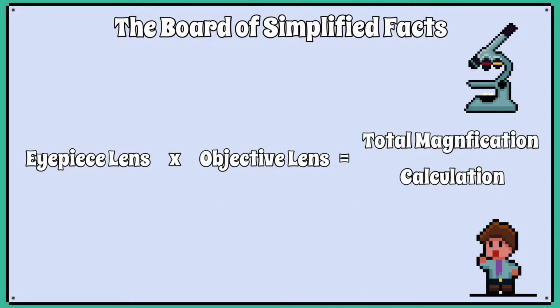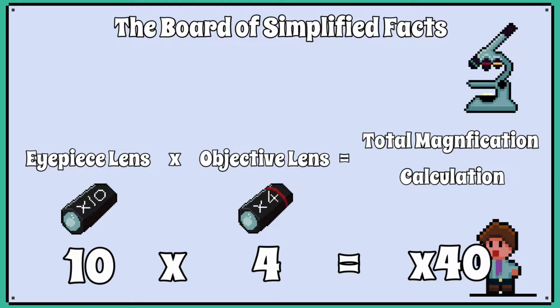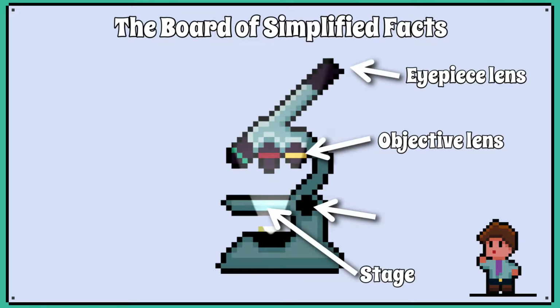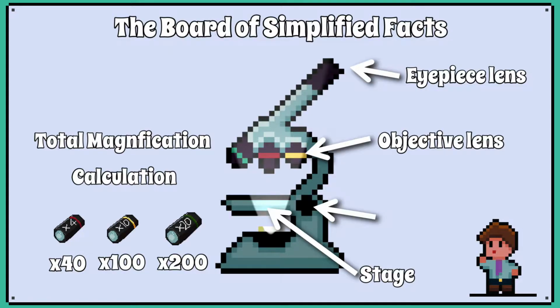To calculate the total magnification, all we do is multiply the eyepiece lens with the objective lens that is being used. For example, eyepiece lens is times 10 magnification, multiplied with the objective lens with a times 4 magnification, giving us a total magnification of times 40. This specific light microscope can achieve a total magnification of times 40, times 100, and times 200, depending on the objective lens you use.